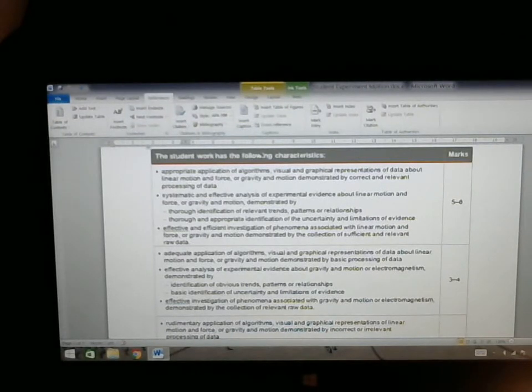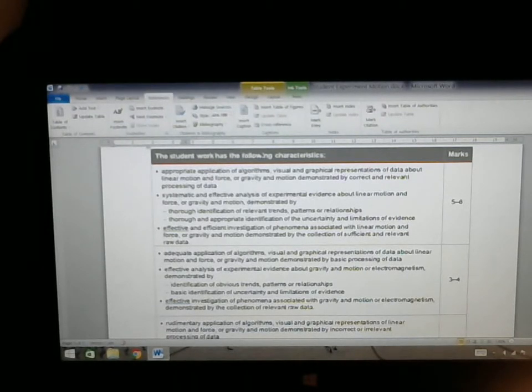Next one there, systematic and effective analysis of experimental evidence about the topic, demonstrated by, and we've got 2 criteria there. So thorough identification of relevant trends, patterns or relationships. Second one, thorough and appropriate identification of the uncertainty and limitations of evidence. So in this case, remember, identification means you're providing statements, but thorough means to do it very completely and you find all the relevant trends and relationships in your data. For example, it may be that you identify that as your X variable gets bigger, your Y variable, the error got larger, or vice versa.